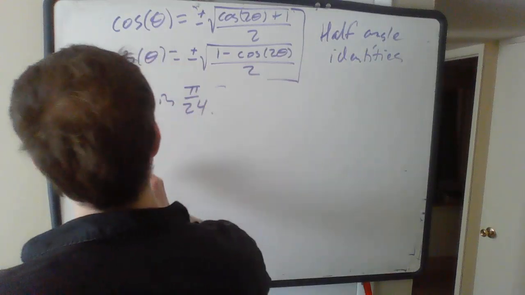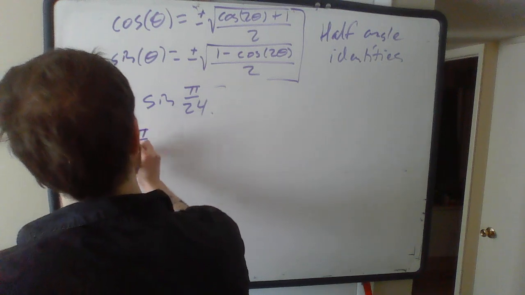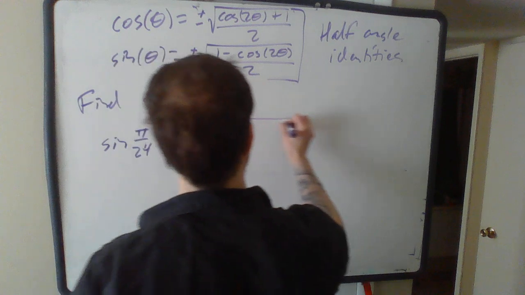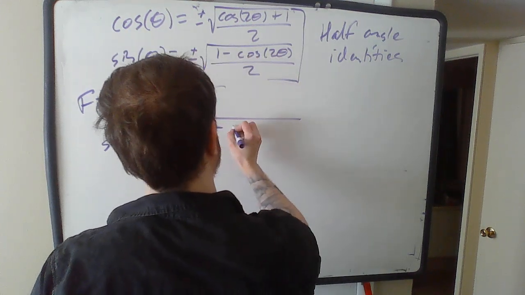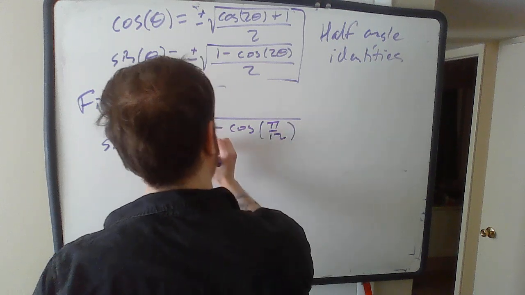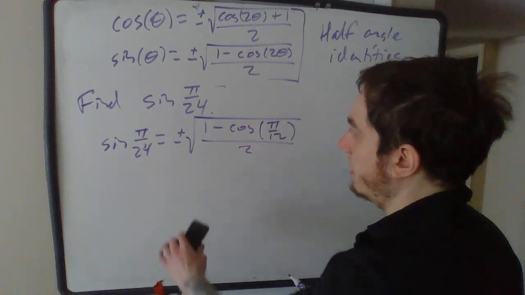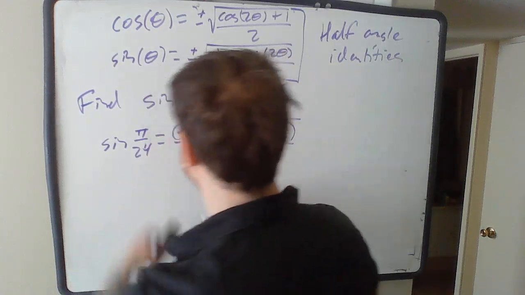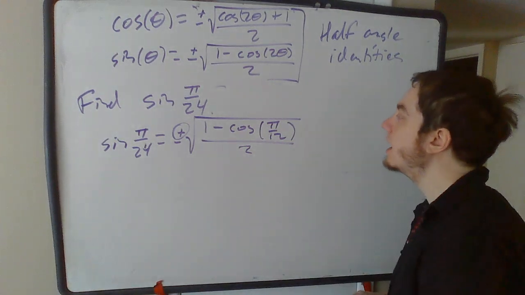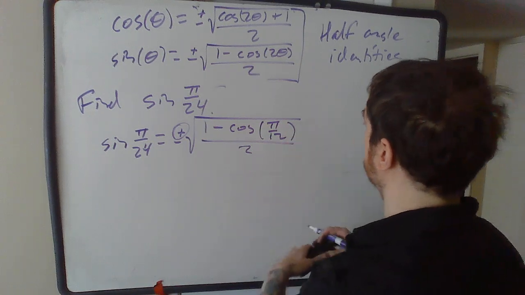So what do we do? Well, I'm going to say the sine of pi over 24 is equal to plus or minus the square root of 1 minus cosine pi over 12, all divided by 2. Now, pi over 24 is in quadrant 1, so we want to take the positive square root, just like in the previous example. Well, that's fine. But now we have the problem that we don't know what cosine of pi over 12 is.